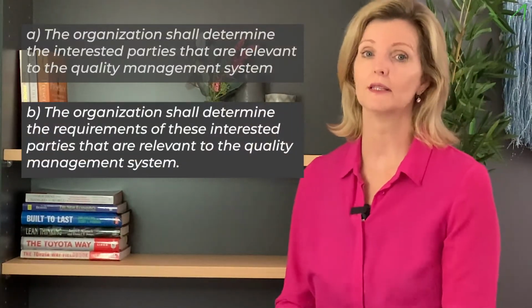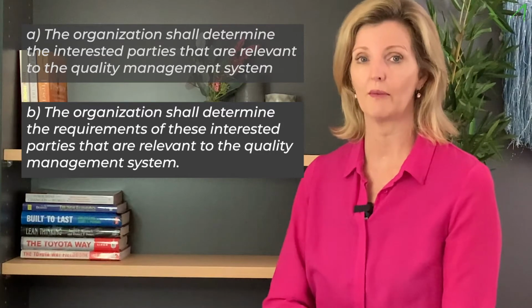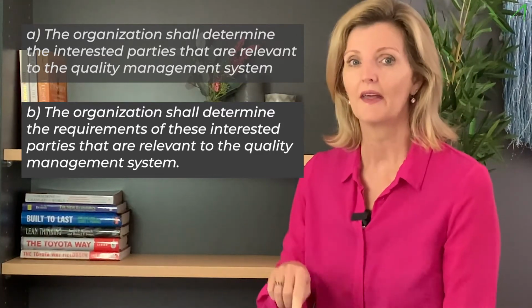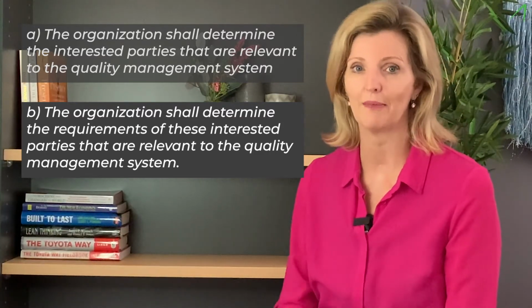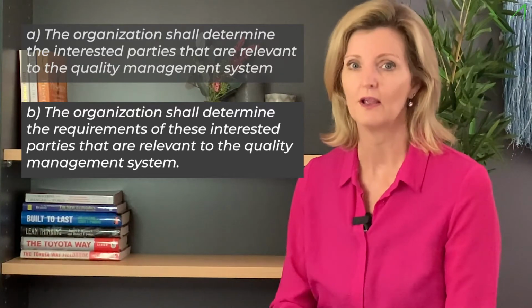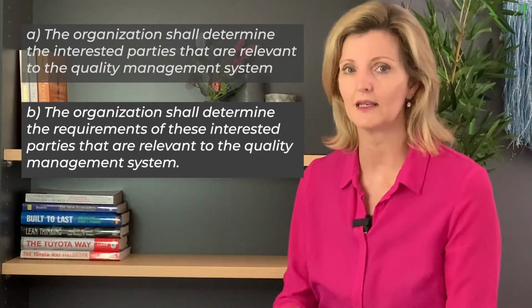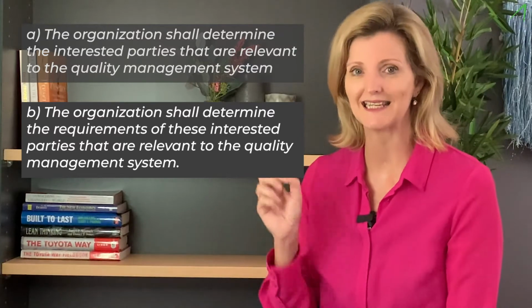So identifying these interested parties is the first step, which leads to the next point in this clause, point B. And point B states that the organisation shall determine the requirements of these interested parties that are relevant to the quality management system. So the relevant interested parties are those that provide significant risk to the organisation if their needs and expectations are not met.